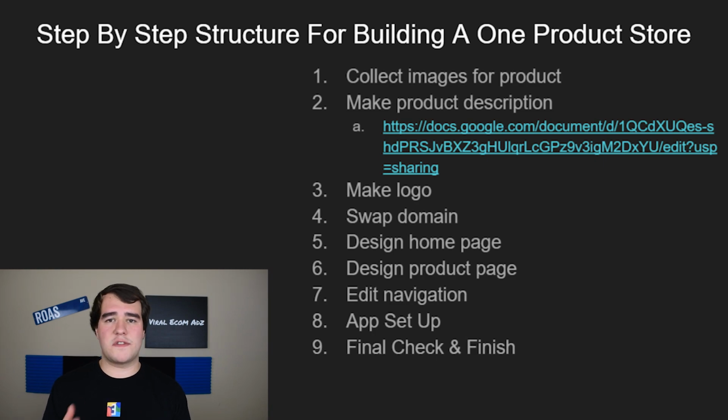It was crazy. So step number one, collect your images for your product. If you need a video ad, get your video ad, get whatever images, graphics, whatever you need for the product put together. This should take 5 to 10 minutes depending on your skill level and what softwares you're using. Step number two, making your product description. This should take like 5 to 10 minutes. I have a template right here that makes things super duper easy.